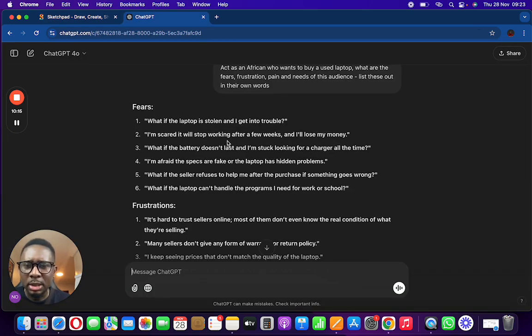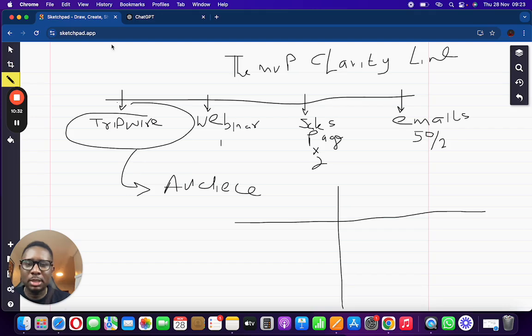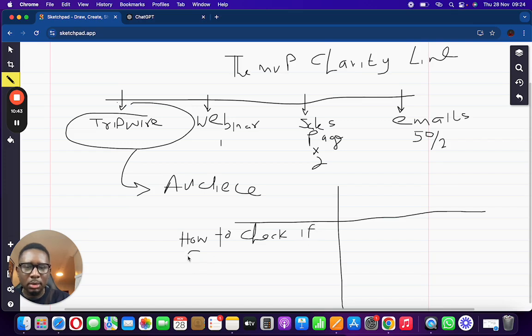The first one is, I'm scared it will stop working after a few weeks and I'll lose money. So the first pattern I'm seeing here is the state of the laptop, that people want to be sure that the laptop is in good condition. Which means we can come here and say: how to check if a used laptop is in good condition.